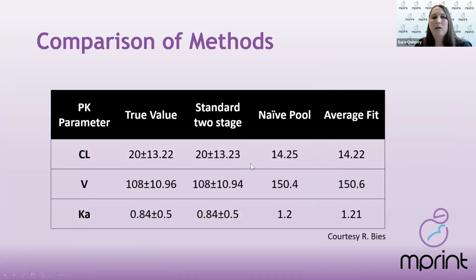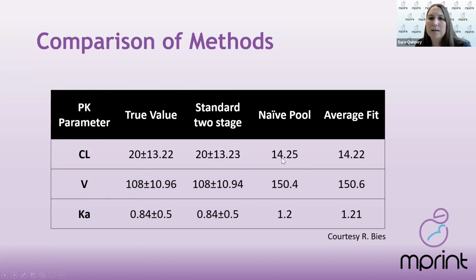Well, each of these has value. You can see that when you're comparing the methods used, you do get different results. So in these examples I've shown previously, we've simulated data with the true values shown here of a clearance of about 20, volume of 108, and Ka of 0.84. Using the standard two-stage approach, we recover nearly those identical parameters.